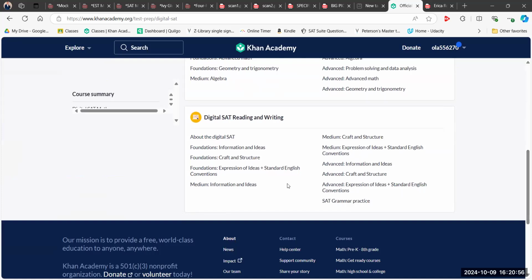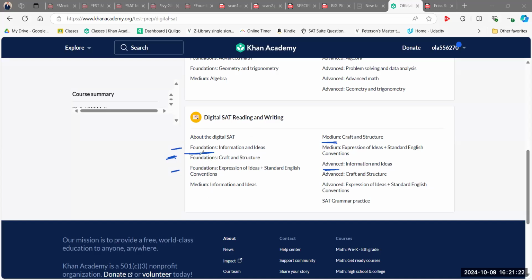We've got the introduction. These are all the types of questions we've been discussing: information and ideas, craft and structure, expression of ideas. As you can see, we've got medium, advanced, and foundation. What does this mean? Can you guess? What does this refer to? The level.